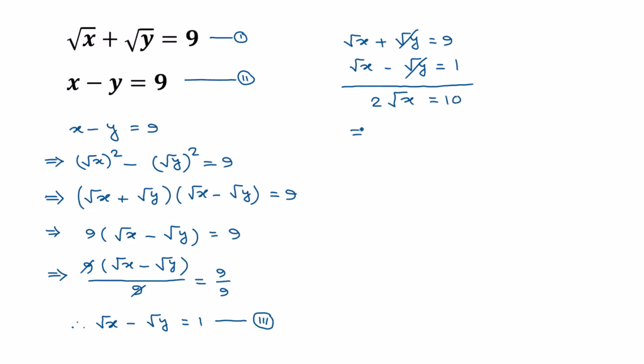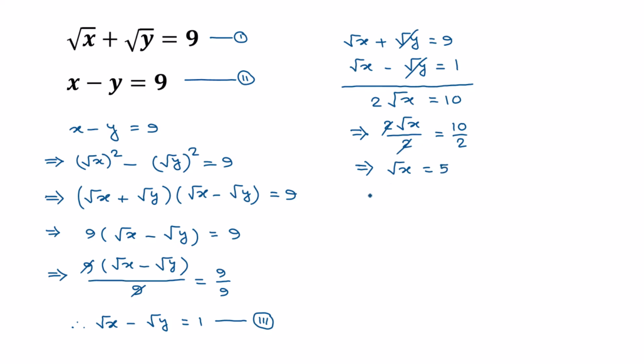Dividing both sides by 2, we will have 2 times square root of x divided by 2 is equal to the right side 10 over 2. This 2 and this 2 will cancel. Here it will remain square root of x is equal to 10 divided by 2, this is 5.